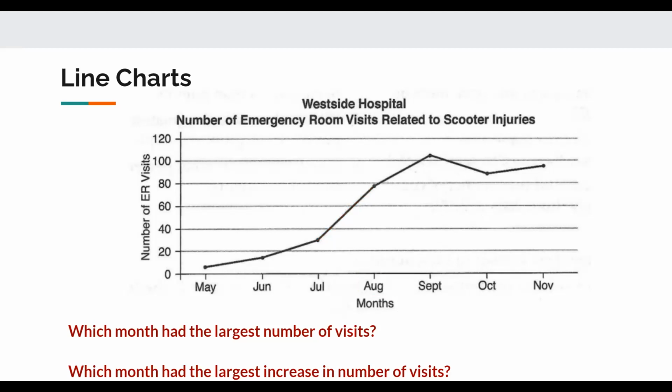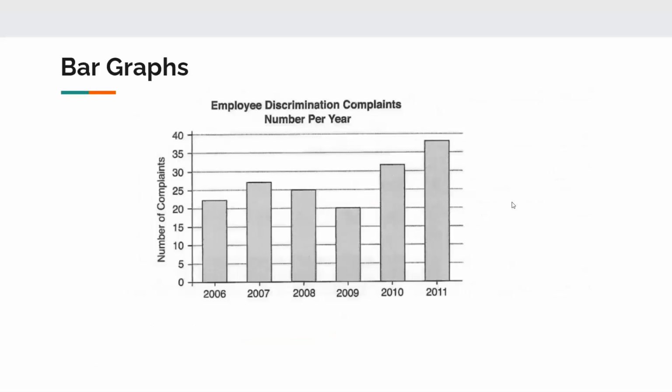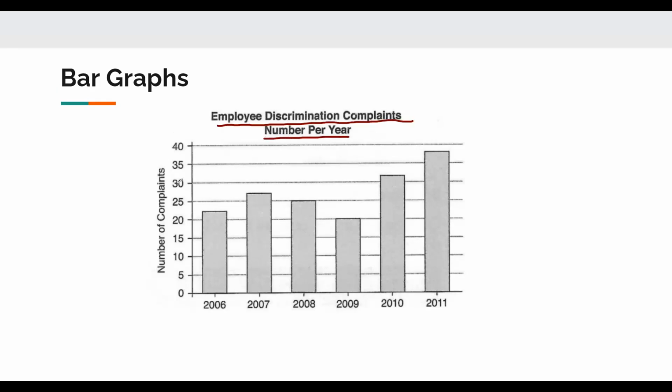Let's take a look at another chart type, a bar graph. Let's try to understand what's going on here. We have years going along the bottom from 2006 to 2011. We're talking about employee discrimination complaints, number per year. And this over here is the number of complaints. This is another example where we might have to do some estimating.